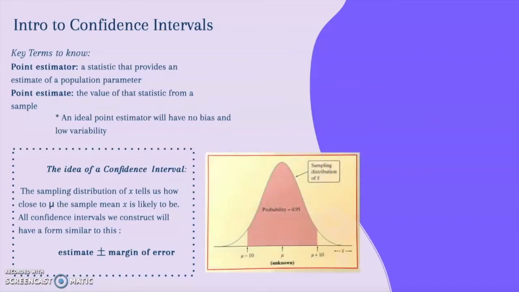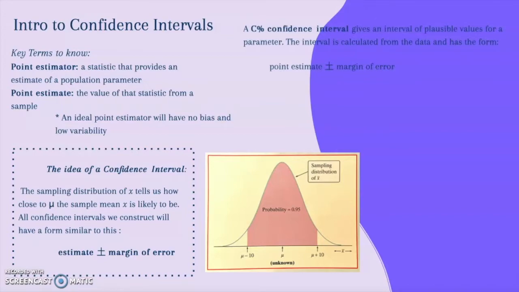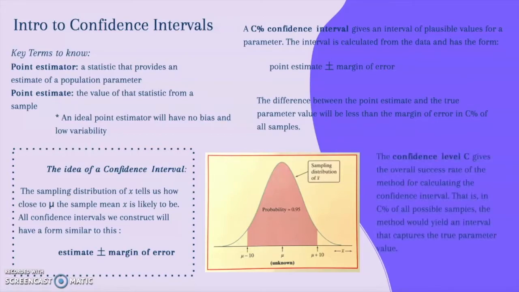An example from the book: a C% confidence interval gives an interval of plausible values for a parameter. The interval is calculated from the data and has the form point estimate plus or minus margin of error. The difference between the point estimate and the true parameter value will be less than the margin of error in C% of all samples. The confidence level C gives the overall success rate of the method for calculating the confidence interval. That is, in C% of all possible samples, the method would yield an interval that captures the true parameter value.